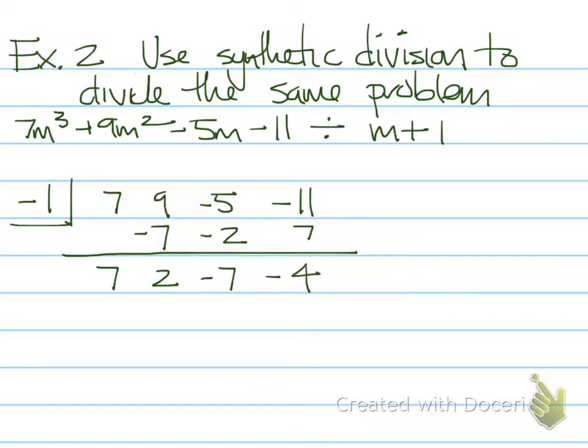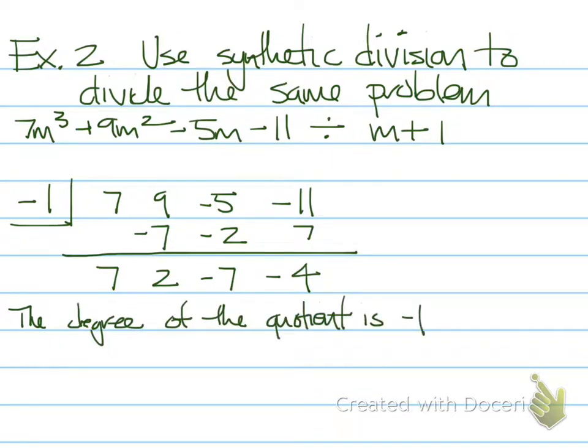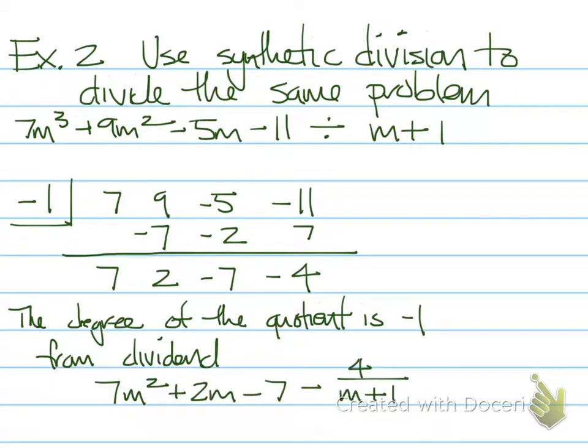Now, you just need to fill in the variables with their powers. And the first term is always going to be 1 degree less than the original polynomial that we were dividing. So the original polynomial was m to the third power, so our first term in our quotient should be m to the second power. So 7m squared plus 2m minus 7 minus 4 over m plus 1.